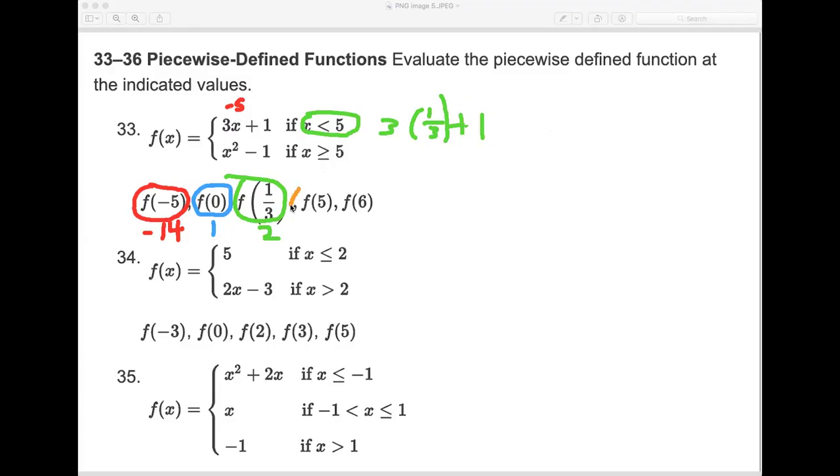Here's where I've got to be careful. F of 5 follows the second one, because 5 is greater than or equal to 5. So I'm going to square 5 and subtract 1 and get 24. Likewise, the last one is going to use the second function. So I'm going to do 6 squared minus 1 and get 35. So it's just a matter of choosing which one of these fits the x value described.